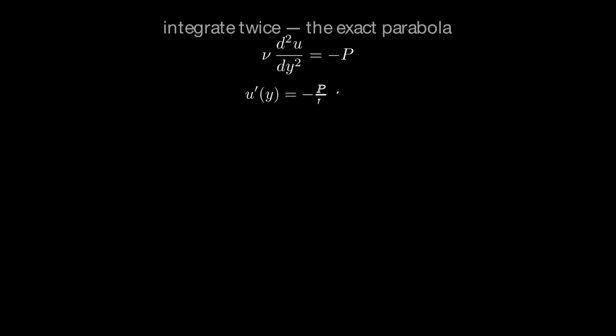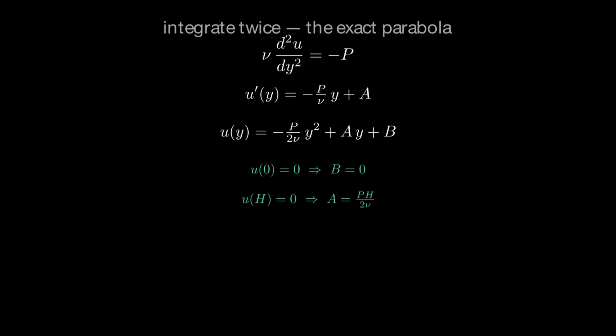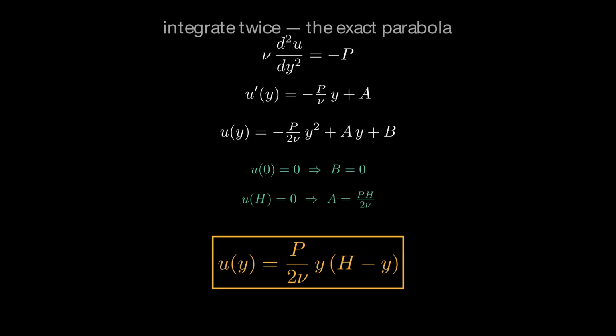Now it's a simple ODE. Integrate it twice. Each pass leaves a constant behind. The walls pin those constants down. The flow sticks to each wall, so the speed is 0 at the bottom and 0 at the top. 0 at the bottom kills one constant, 0 at the top sets the other. And what drops out is a parabola, 0 at the walls, fastest down the middle. That's our exact answer to check against.